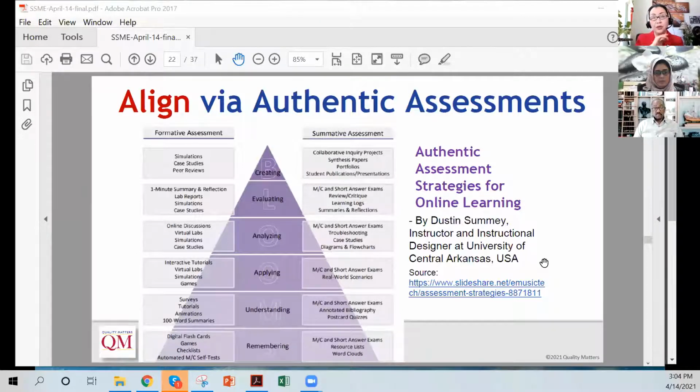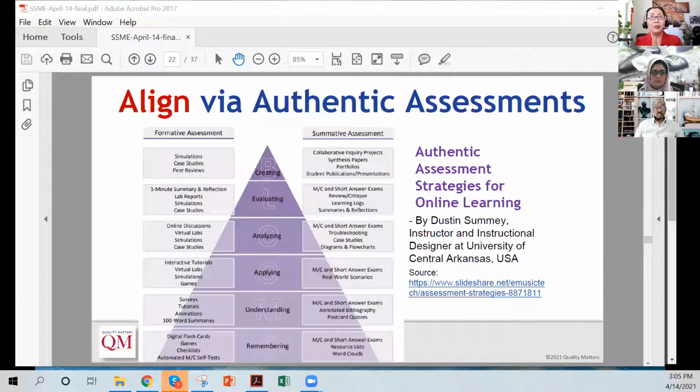That previous page is showing how to use measurable verbs to design your learning activities. Now we're talking about assessments here. This is by a professor who is also an instructional designer at the University of Central Arkansas. He shared that if you look at the pyramid here, it's the same thing. It's the cognitive skills, from low level, from remembering, understanding, to evaluating and creating.